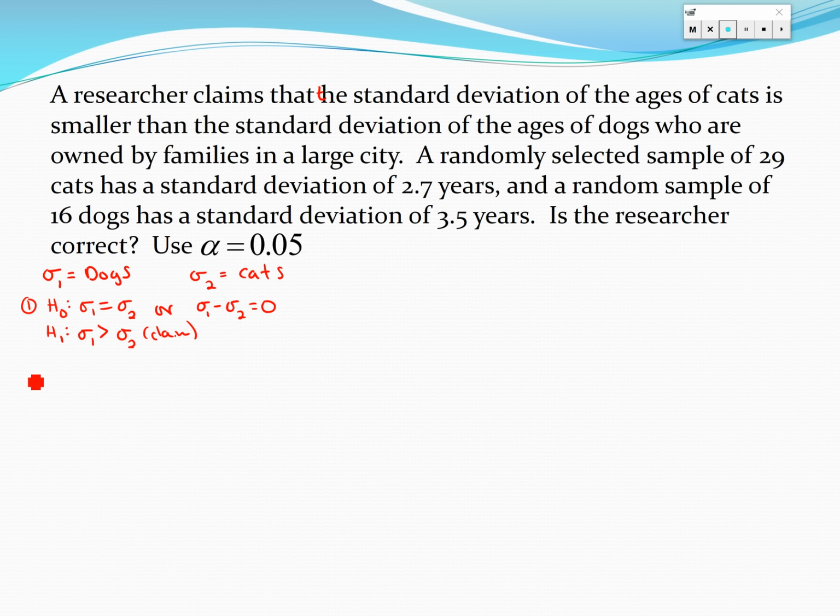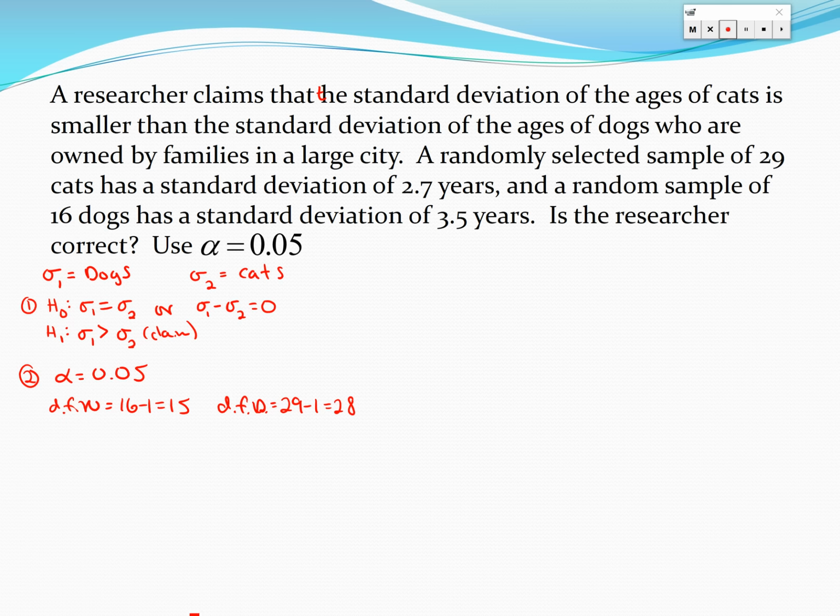Alright, step 2, we're talking critical values. It's just a one-tailed test. We don't have to divide alpha by 2. Alpha is going to stay at 0.05. Degrees of freedom for the numerator. We need to look at our dogs. So we're going to have 16 minus 1, which is 15. Degrees of freedom denominator is from our cats. So 29 minus 1. Degrees of freedom denominator is 28.